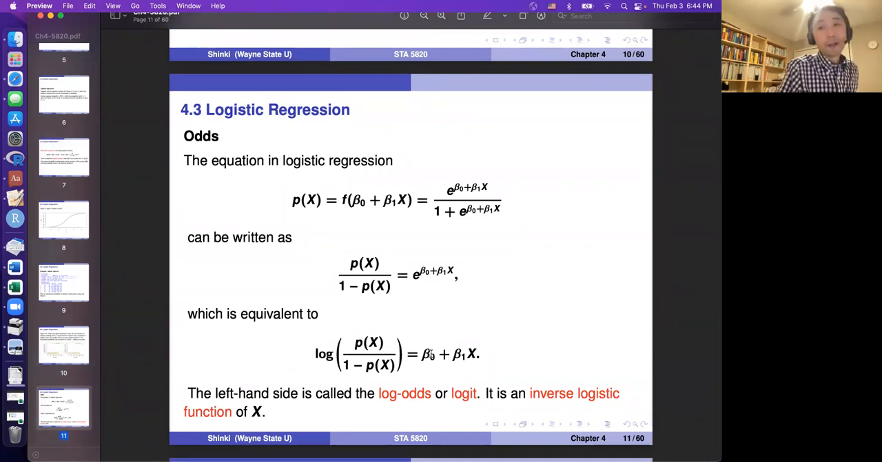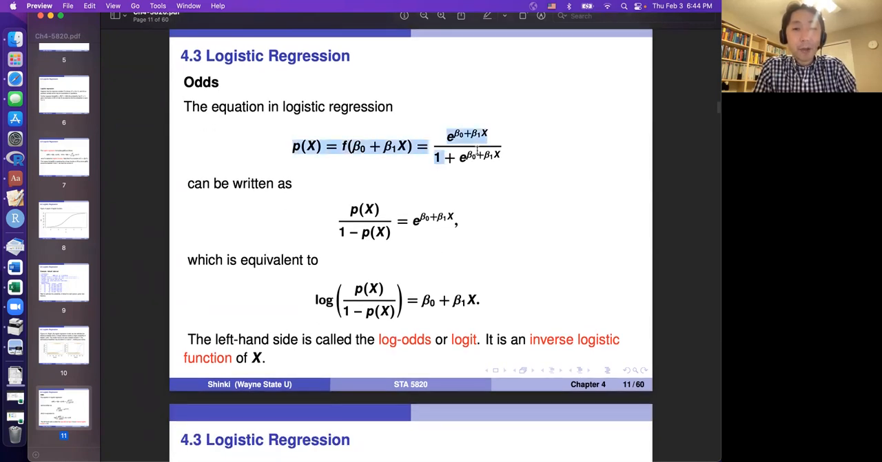Now we want to interpret the coefficient. We have the complicated function f, so we cannot say that when x is 1 larger, p of x is beta 1 larger. We cannot say that because it's not a linear regression. So how do we interpret it? At least if beta 1 is positive and x is larger by 1, then p of x gets larger, we can say. But we want to say a little more than that.